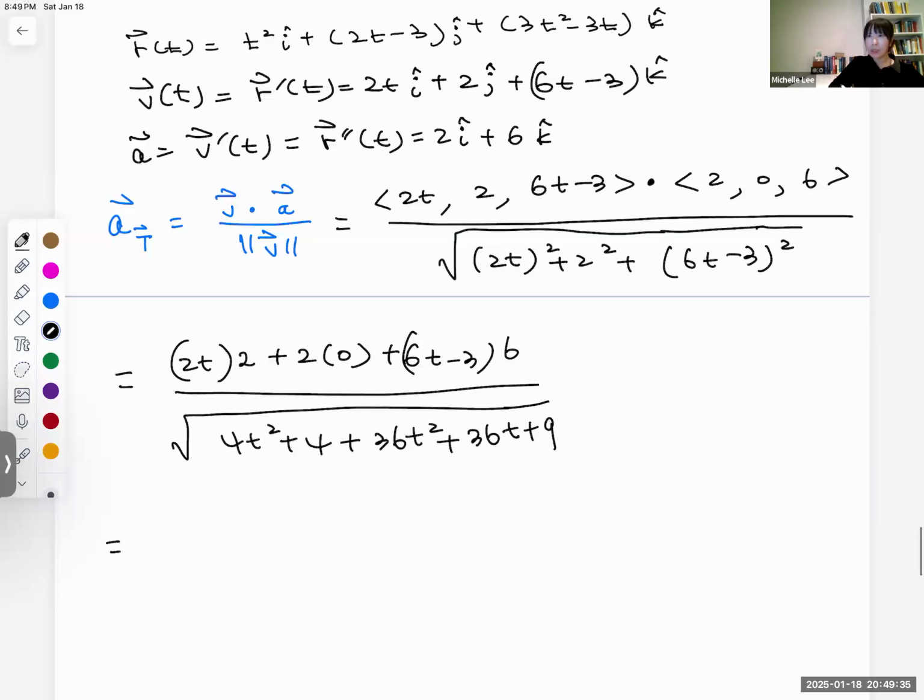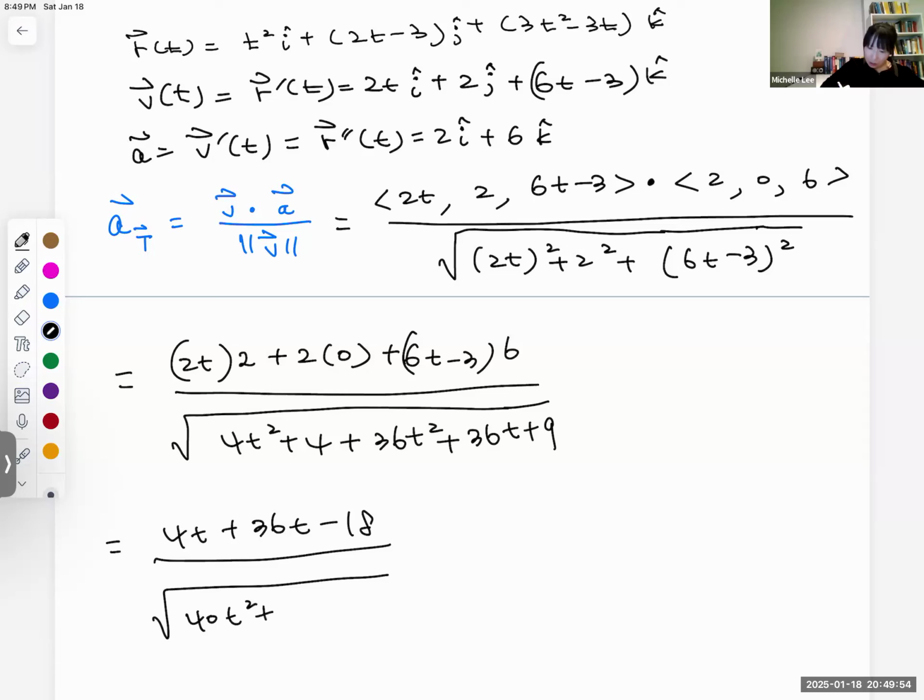Okay, so there will be 40t, and then plus 36t minus 18, all over the square root. Combining, so 40t squared plus 36t plus 13. The numerator is 40t minus 18, right? Then we're done.